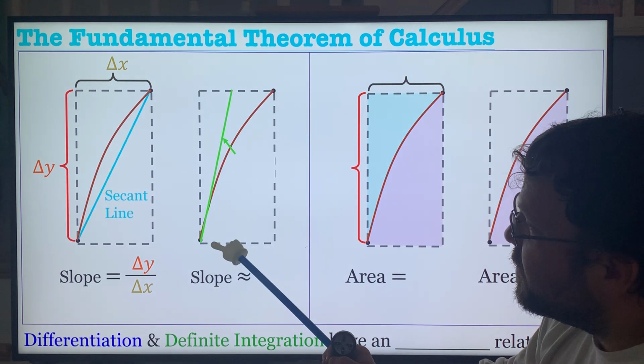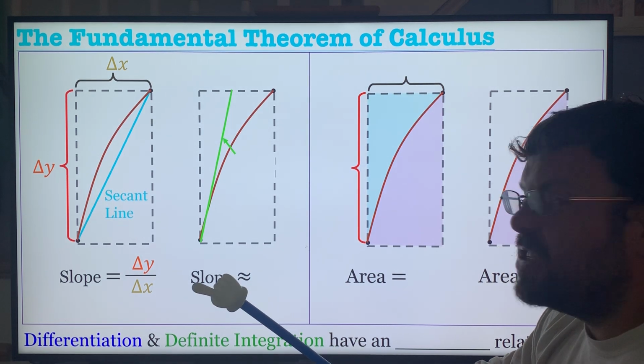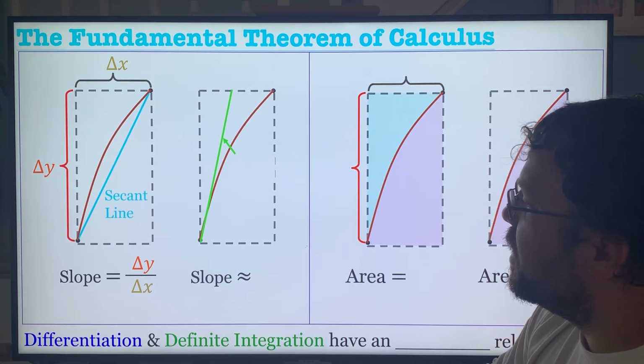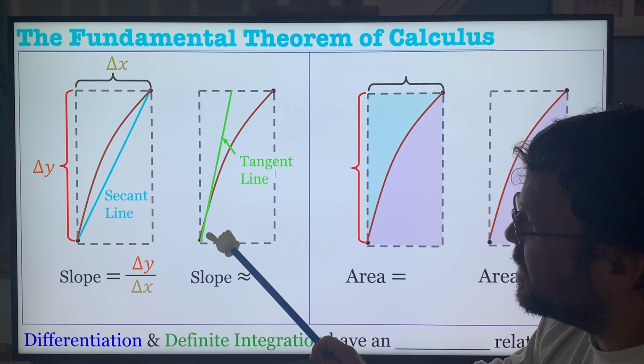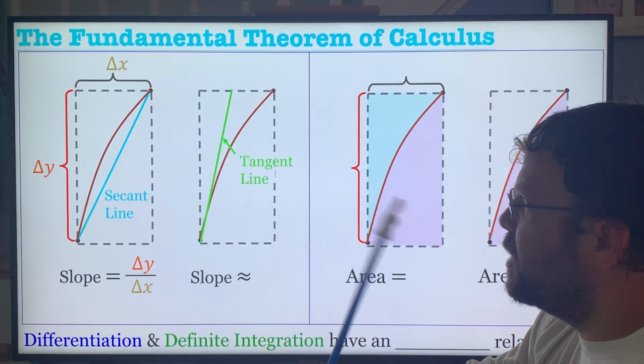Now this one's a little different. This, I guess you could say, lime greenish line has pretty much the same slope. The difference is this is your tangent line because it only hits the curve at 1 point. All right.